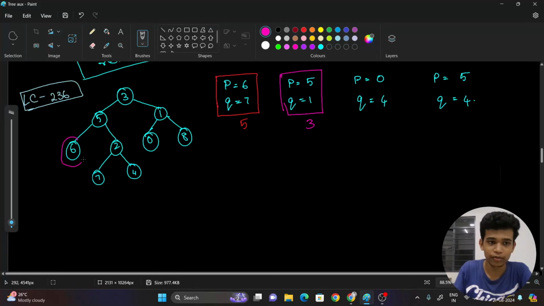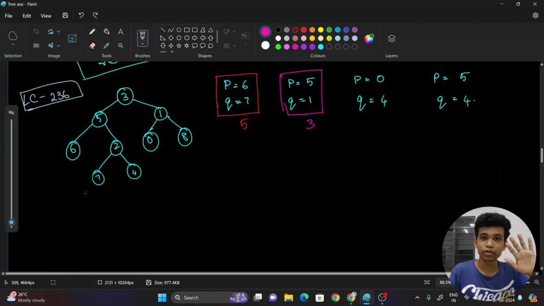Take for example, first we are at 6, and we are at 7. From this 3, are 6 and 7 split into the left subtree and right subtree? No, both are in the left subtree. But if I am at this 5, just observe carefully: the 6 is separated to the left subtree, and the 7 is separated to the right subtree. So from this I can say the first split where both nodes go to separate subtrees is our answer, right?